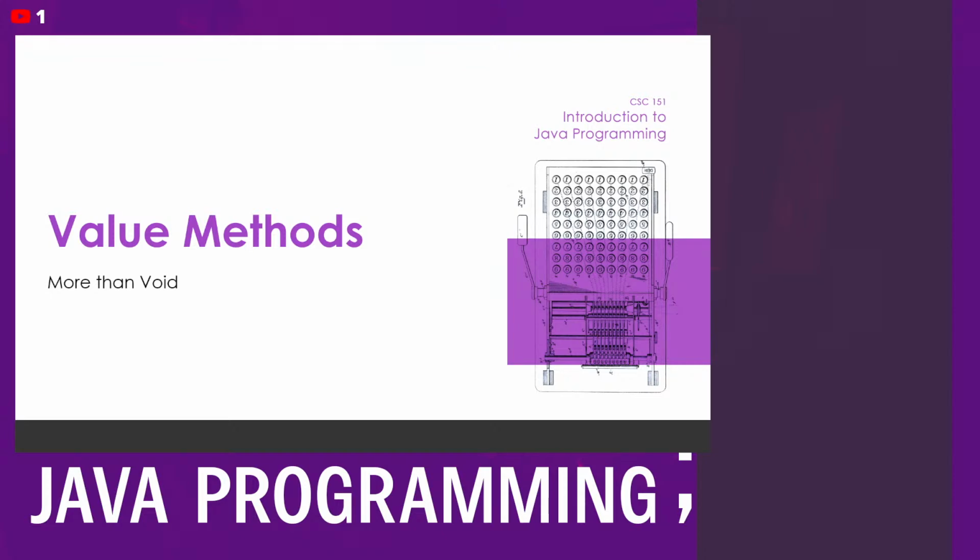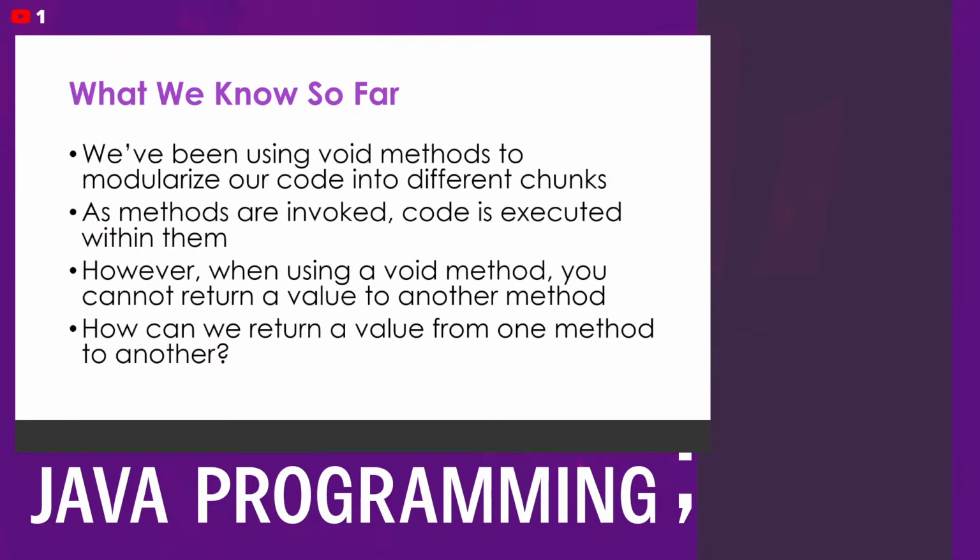So we said value methods are in contrast to void methods. So let's go ahead and discuss what we know so far and put that into context with what we're talking about here when we're talking about value methods. Up until this point, we've used void methods to modularize our code into different chunks. Remember the term method, if you're familiar with other programming languages, we could call that a function. We write a new method to take a sequence of lines of code that do a particular thing, and we encapsulate them into a singular method. And so when we invoke these methods, code is executed within them.